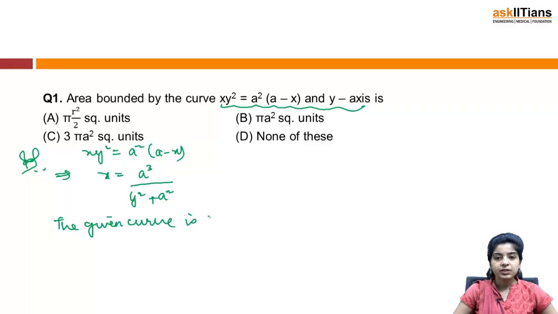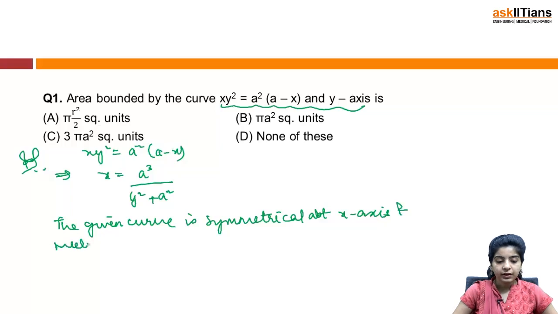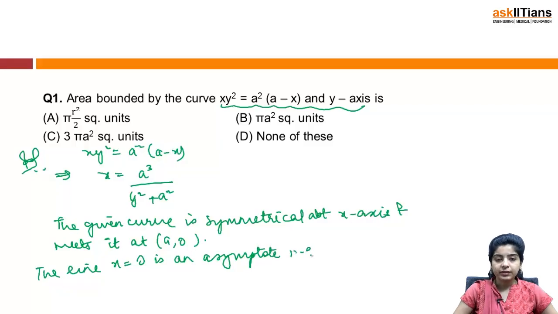The given curve is symmetrical. You can check it out from the equation that the given curve is symmetrical about the x axis and meets it at (a, 0). Moreover, the line x equal to 0 is an asymptote. x equal to 0 is the y axis.